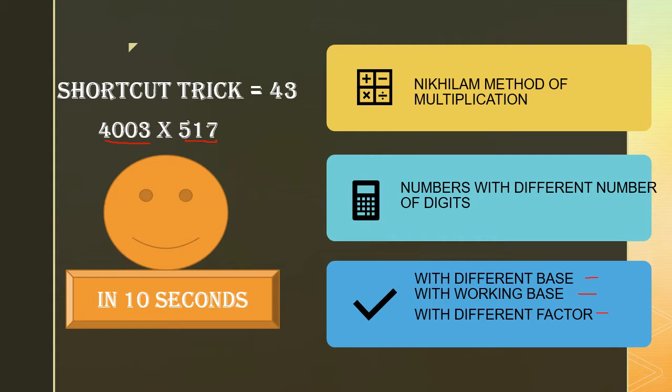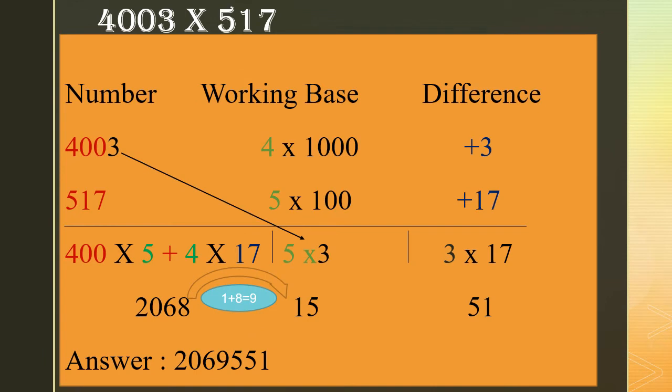In my previous video, we also discussed this multiplication, but in that case, the working base was different while the factor was the same. But here the factor is also different. So how we can achieve this, we'll be discussing in this video. So let's proceed. Now, 4003 multiplied by 517.